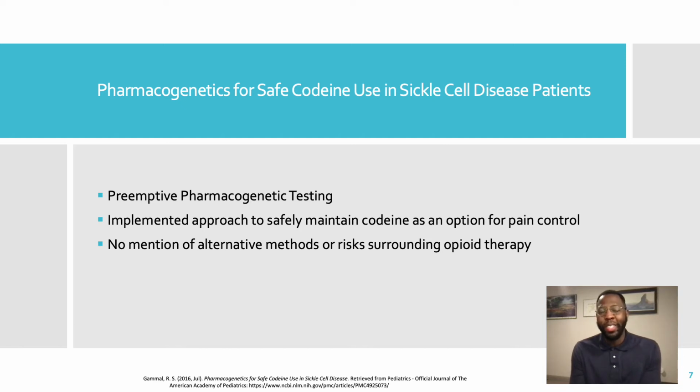So again, we see this theme of wanting to maintain or manage opioid use better rather than eliminate it or provide alternative methods that are non-opioid treatments. Within this piece of literature, there was no mention of alternative methods, and there was no mention of risks surrounding opioid therapy at all, which I think is an issue, and that is to be further examined and discussed within my targeted literature summary.